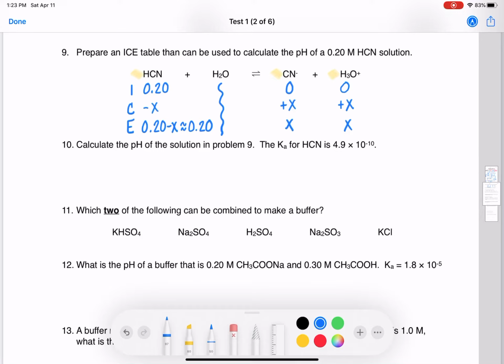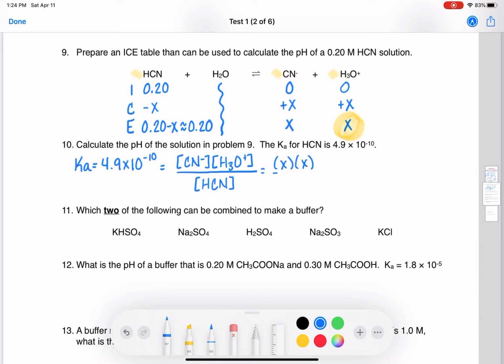Now it wants us to calculate the pH of that solution. It's given us the Ka value, 4.9 times 10 to the minus 10. In order to calculate the pH of the solution, we need to figure out what the H3O plus concentration is, and that's represented by X in the ICE table. So that means we need to write an equilibrium expression and solve for X. Cyanide times H3O plus divided by HCN. We are using X to represent both cyanide and H3O plus, so that's going to be X squared over 0.2 for the HCN.